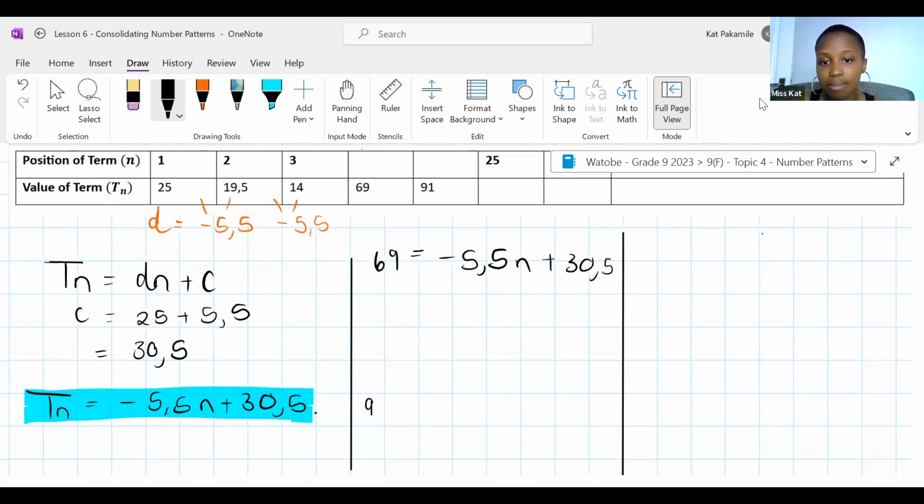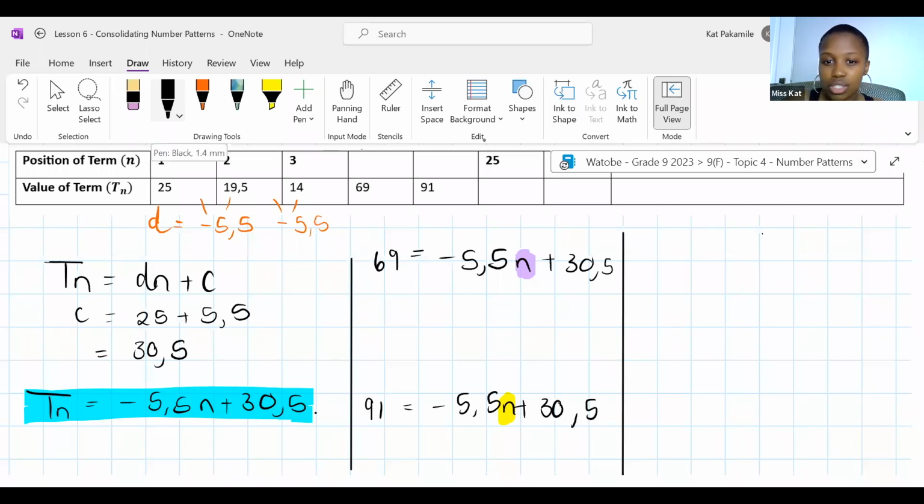Come on, guys. We're not going to have a brain break if we go at this rate because there's a lot of work to cover. How do we get n on its own? That's what we want in this case, right? We want the position. Thank you, Marco. We already have Tn, they've given us Tn. The first one is 69. We minus negative 5,5 with 30,5.